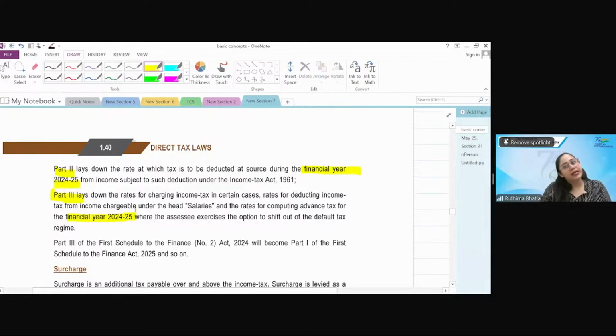Noted? Now you know how to refer to it, because I have seen so many people searching the Act for where the rates are given. The rates are not given in the Act, the rates are given in the Finance Act.